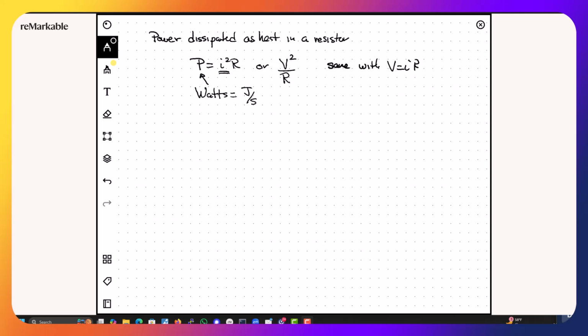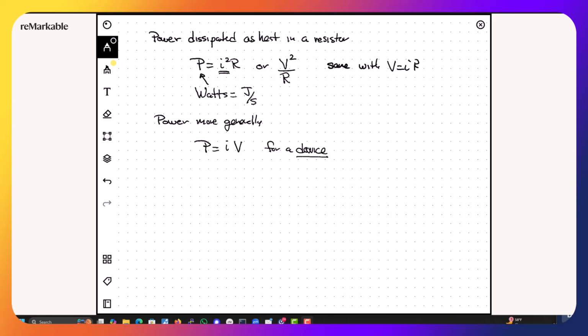So this idea of power more generally in a circuit is just the current times the voltage for the device. So if you know the current and the voltage across the device, you can figure out how much power it's using. So resistors are an obvious case for that.